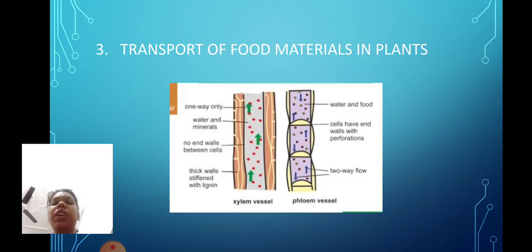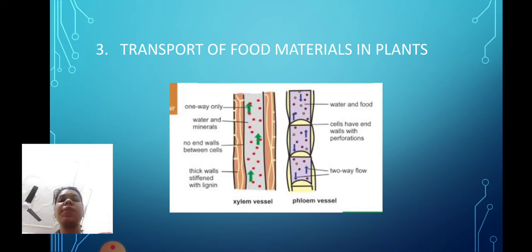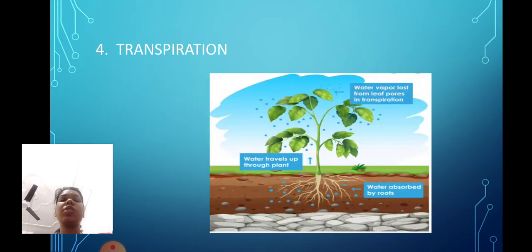The phloem consists of vessels that are known as sieve tubes. The xylem and phloem together form the vascular bundles or conducting tissue. Okay, what is the process through which plants prepare their own food called? Yes, the process through which plants prepare their own food is called photosynthesis.